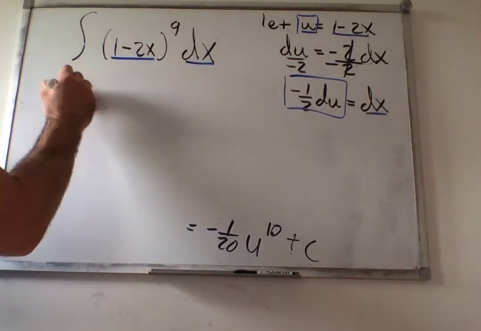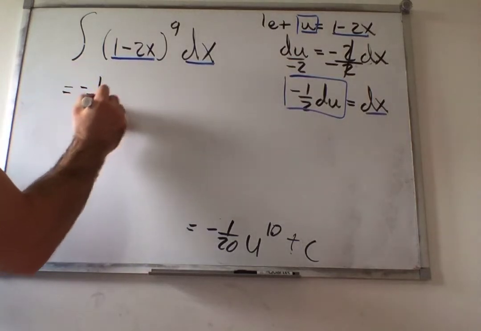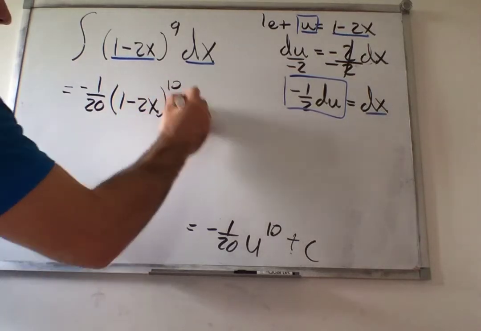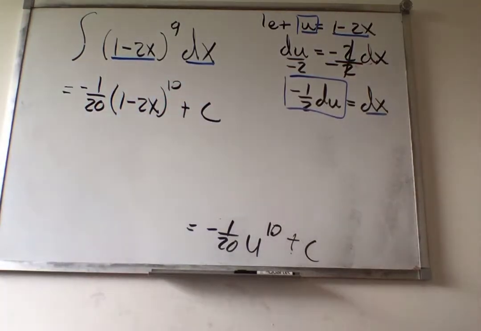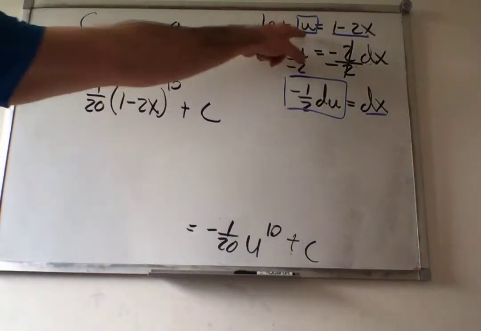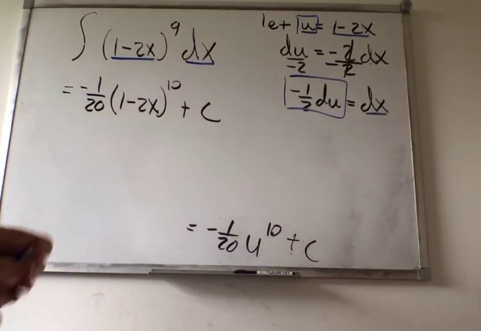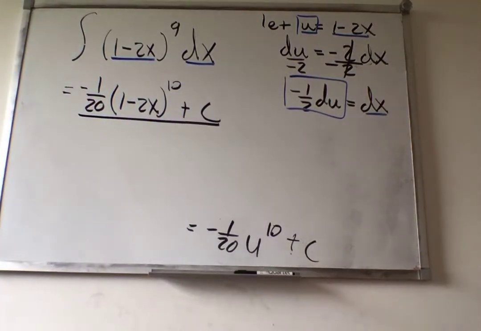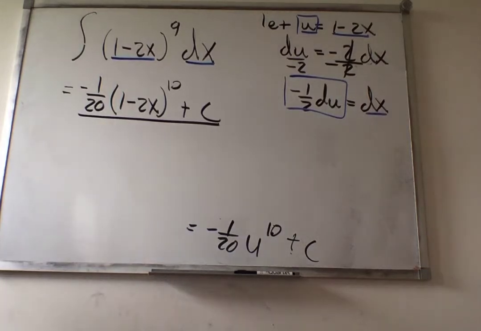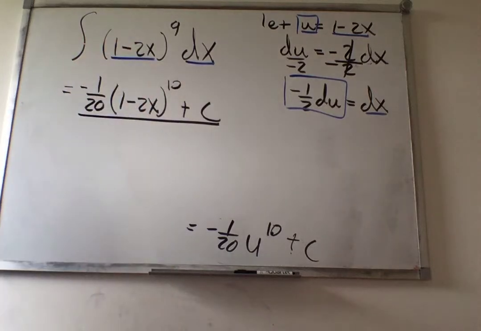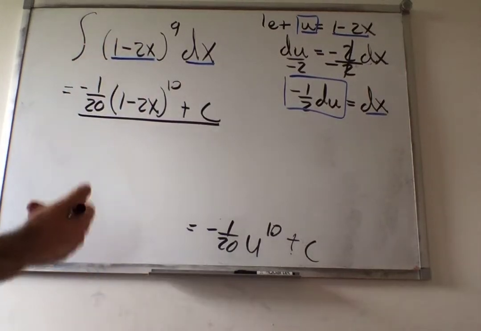So this integral is equal to -1/20 (1 minus 2x)^10 plus c. As you can see, all I did was substitute my u back into here. So this would be the final answer. Now, you could always take a derivative to check yourself. Let's go ahead and take the derivative and see what we get. If we get back what we originally started with, then we've got the correct answer.